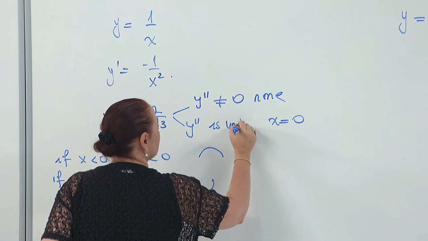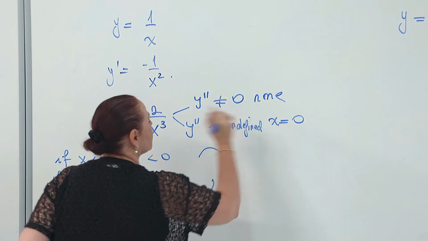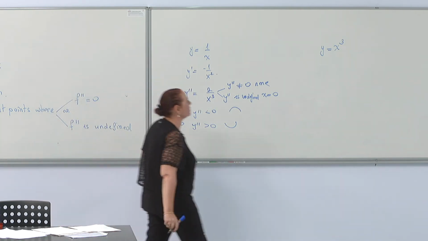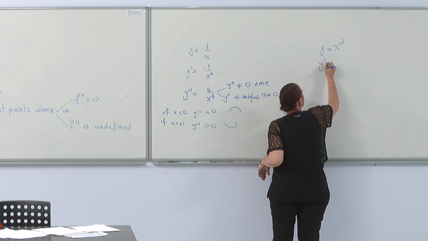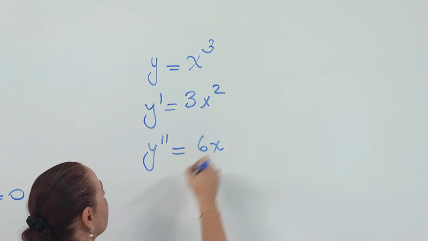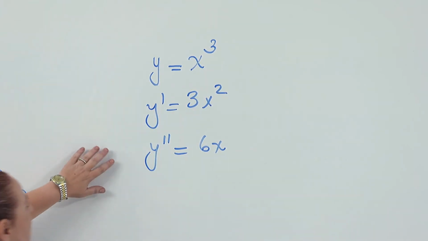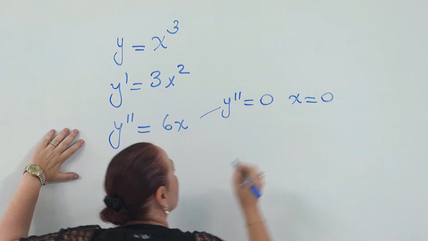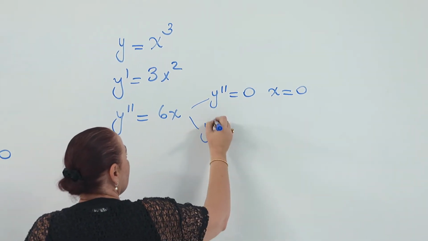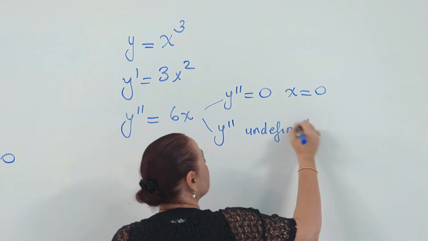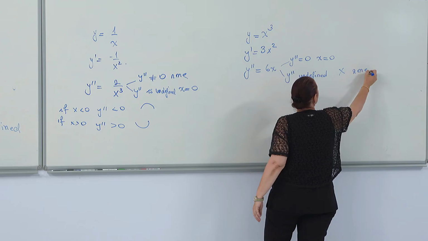Let me rewrite it. Okay, that was a shortcut. Now let's consider the second one. The first derivative is 3x squared. The second derivative is 6x. The points where the second derivative is 0, it's x equals 0. The points where the second derivative is undefined, there are none.